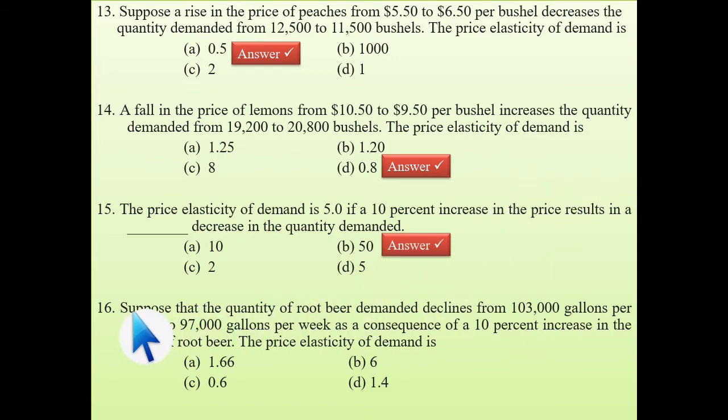Next question is, suppose that the quantity of root beer demanded declines from 1,03,000 gallons per week to 97,000 gallons per week as a consequence of 10% increase in the price of root beer. The price elasticity of demand will be how much? Here you have to find out first the percentage change in quantity, then use the formula and you will get the answer. Price elasticity will be 0.6.